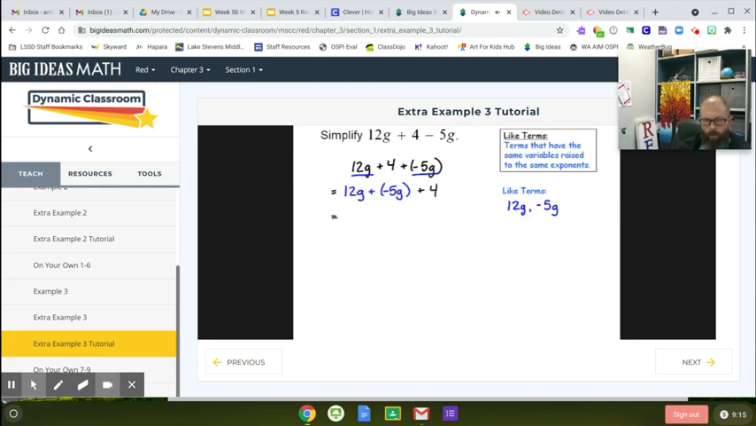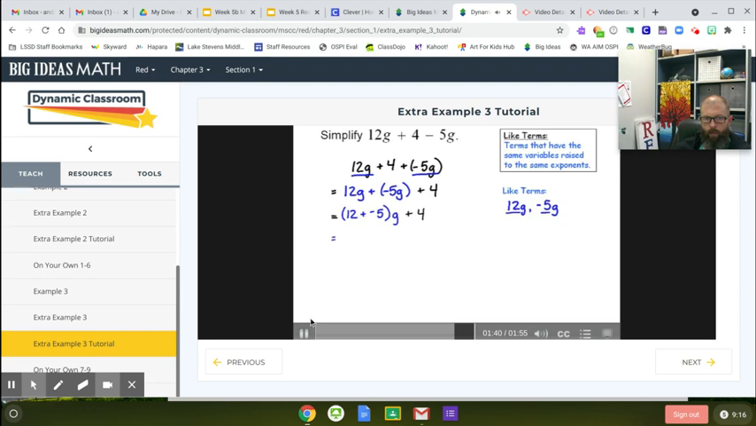To combine like terms that have variables, use the distributive property to add or subtract the coefficients. The coefficients of the like terms are 12 and negative 5, so we can add 12 and negative 5. The sum of 12 and negative 5 is still being multiplied by g, and this product is still added by 4. Now we can simplify the parentheses. 12 plus negative 5 is 7, 7g plus 4. The simplified expression for 12g plus 4 minus 5g is 7g plus 4.